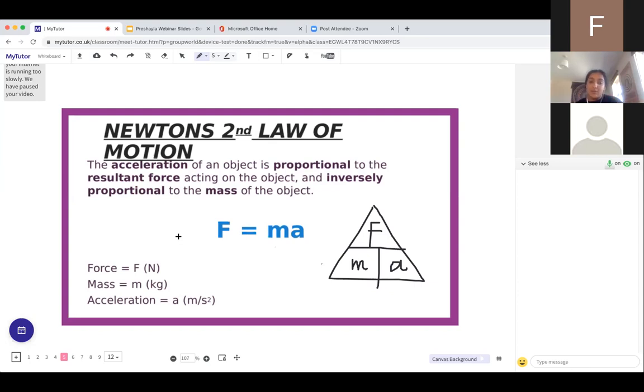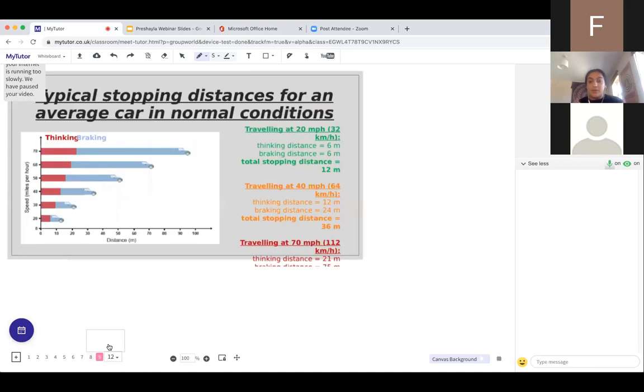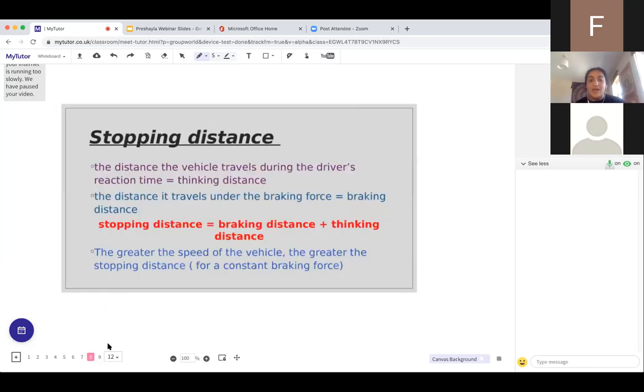Proportionality means that if one thing doubles, the other thing doubles. Inverse proportionality means that if one thing doubles, the other thing does the opposite, so it halves. Then a subsection from the second law is this idea of inertial mass.